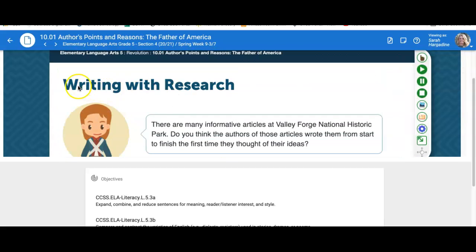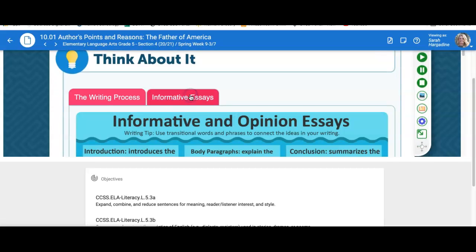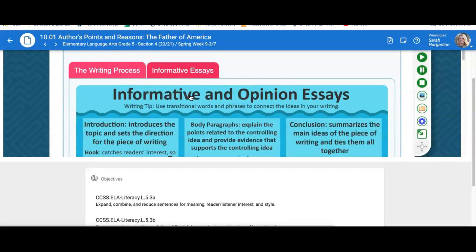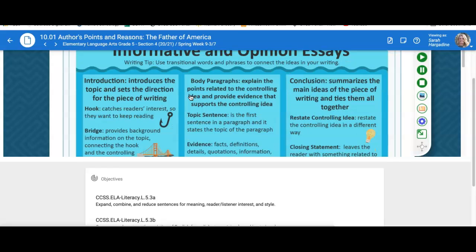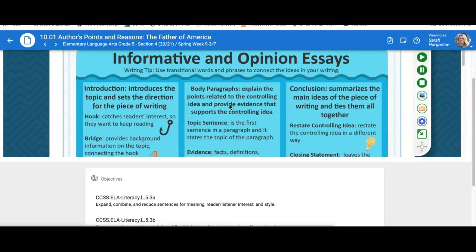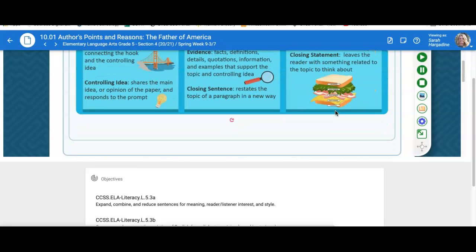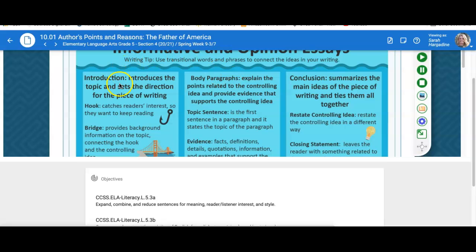But this is going to talk about writing with research and pulling in informative pieces of information to be able to give information to your reader. So I really want you to review this, what's going to be in the introduction, body paragraphs, and conclusions, right? We're always looking for those body paragraphs to come back to the topic.